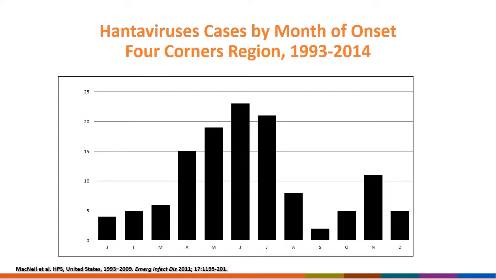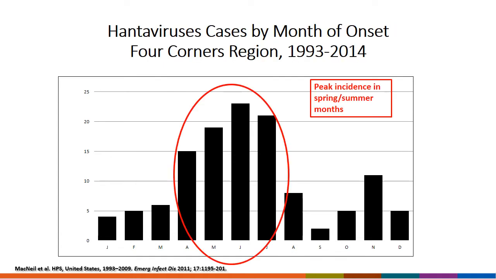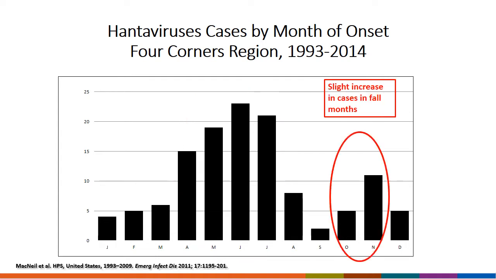There is an increase in hantavirus cases during the spring and summer months, which correlates with large increases in deer mice populations in these seasons. This may also have something to do with rodent or human behavior. There is also a slight increase in cases during the fall months.